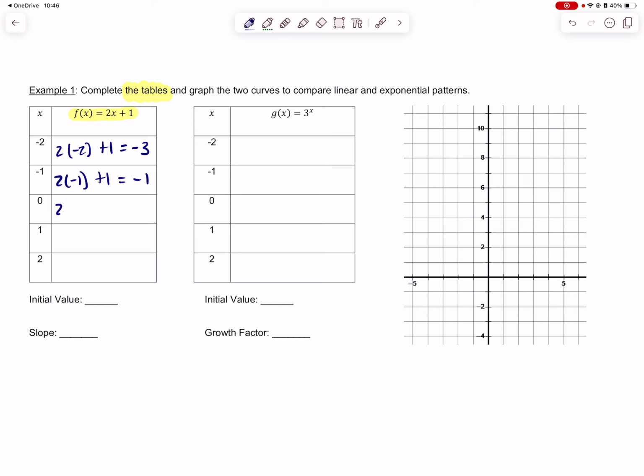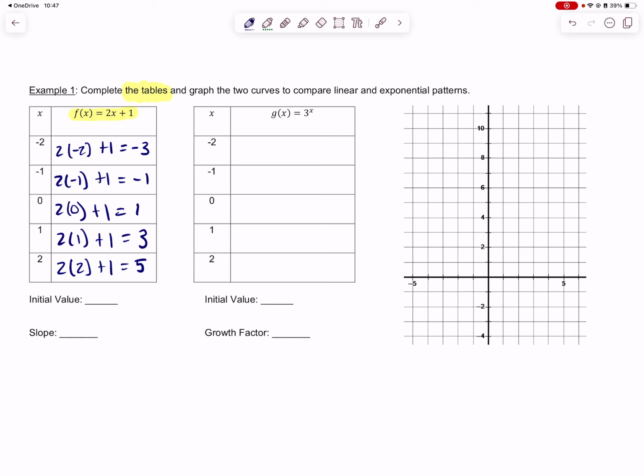And then 0 for x, 2 times 0 plus 1. That gives us 1. And then 1 for x, 2 times 1 plus 1 gives us 2 plus 1, which is 3. And then lastly, 2 for x, we have 2 times 2 plus 1. 2 times 2 is 4, plus 1 gives us 5. So now we have 5 points that we can plot for this first function here, f of x.